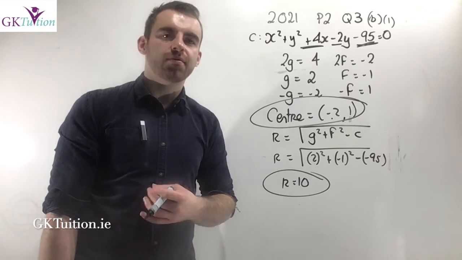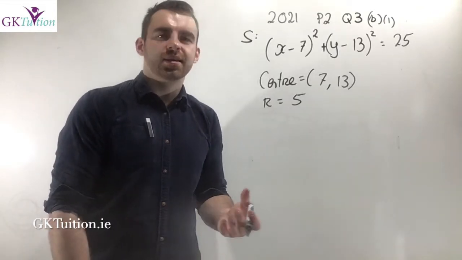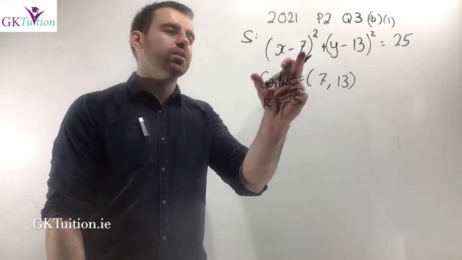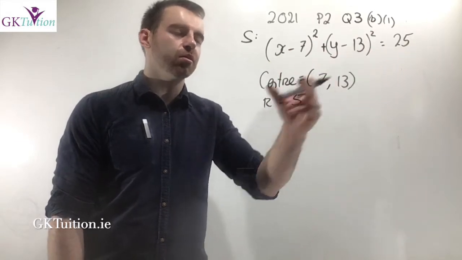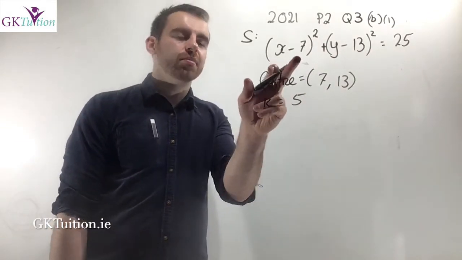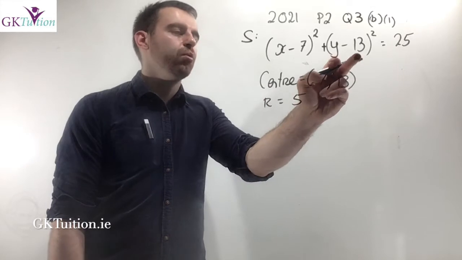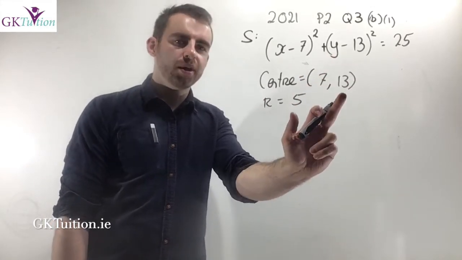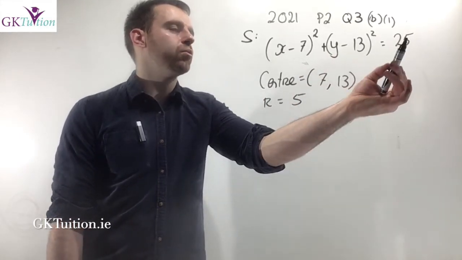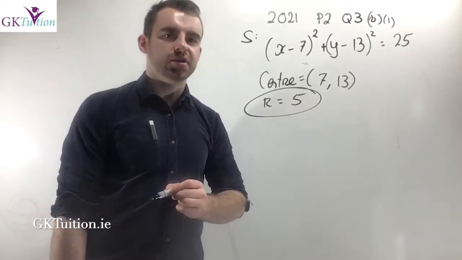Let's do the same thing now for the other circle. S is in a much simpler format. It's in the form (x minus h) squared plus (y minus k) squared equals r squared. Where if we change the sign of the minus 7, that's the x coordinate. We change the sign of the minus 13, that's the y coordinate, and then the square root of r squared gives me r, which is the radius.